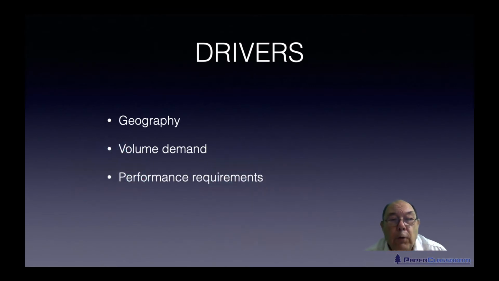The third of the four drivers is performance requirements. You need the paper to perform, to do certain jobs, and therefore you may need to either change the fibre that you use, or maybe you need to put some chemical treatment in place to improve the performance. And finally, environmental factors. And by environmental factors, I'm not just talking about pollution. It may be a case of using someone else's waste as your raw material.